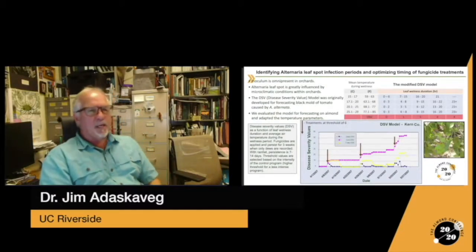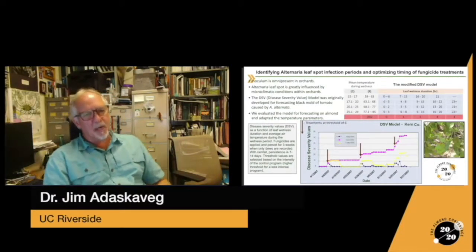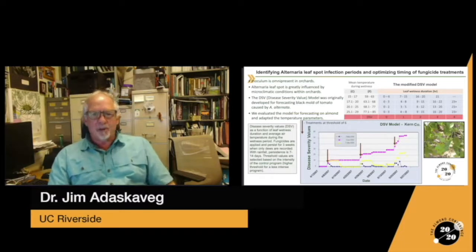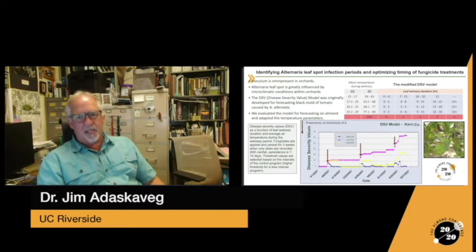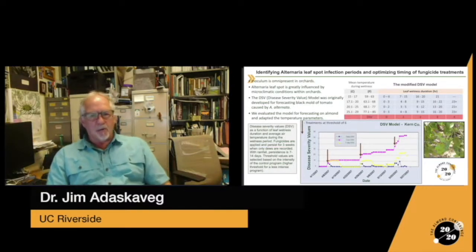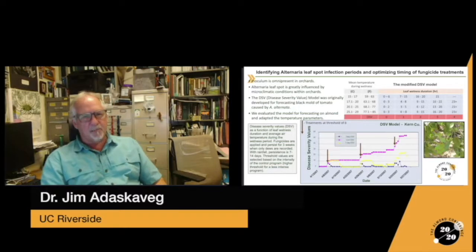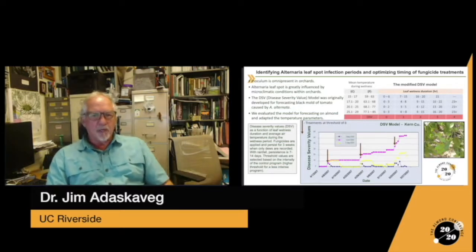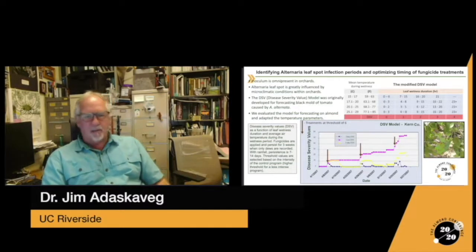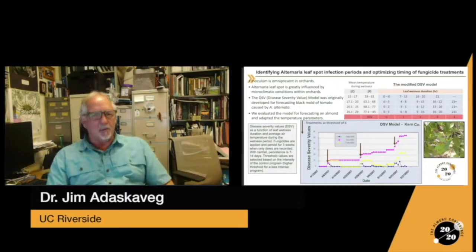So how do we use this information? Identifying leaf spot infection periods and optimizing the timing of fungicides. We use a modified DSV model. This model was developed for Alternaria on tomatoes, black mold of tomatoes, and we modified it to match what happens in an almond orchard with Alternaria leaf spot.